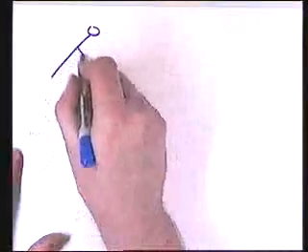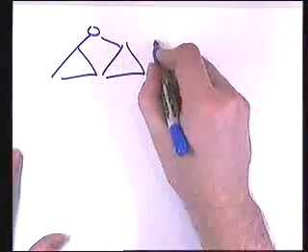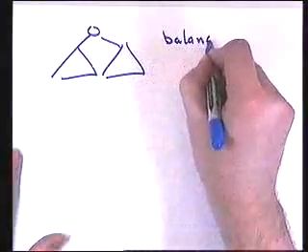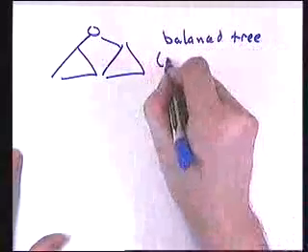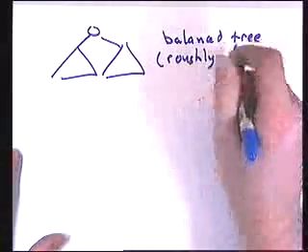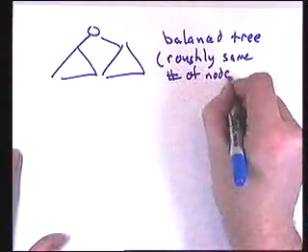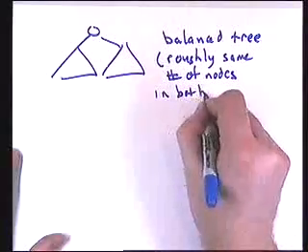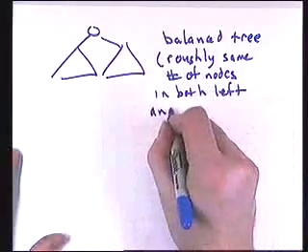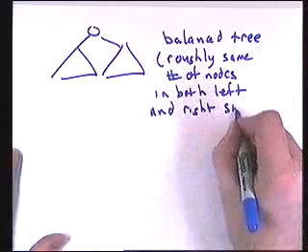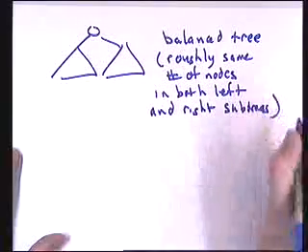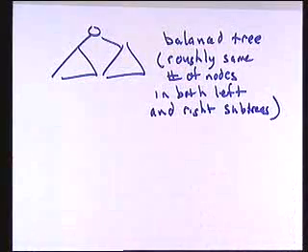So that's binary search trees, and the big strength of binary search trees is to notice here that in general, if we have a balanced tree, which is a vague term, but it means roughly the same number of nodes in both left and right subtrees, then that's going to be very useful from the standpoint of searching or removing or anything.